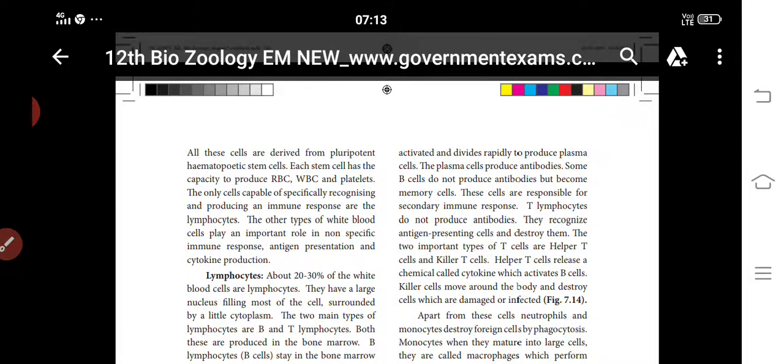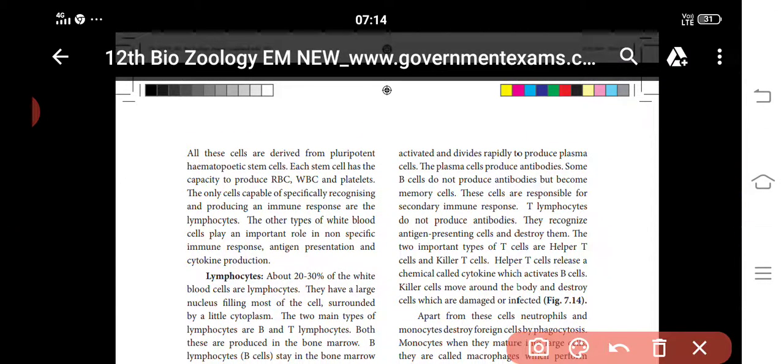The only cells capable of specifically recognizing and producing an immune response are the lymphocytes. The other types of white blood cells play an important role in the non-specific immune response, that is called the innate immune response. So antigen presentation and cytokine protection, all the things are produced from these pluripotent hematopoietic cells. So WBC, red blood cells, platelets, all the things. White blood cells play an important role in this non-specific, innate immune response.